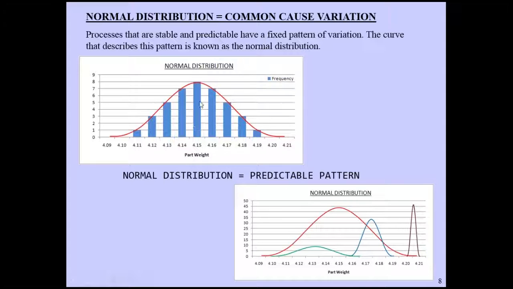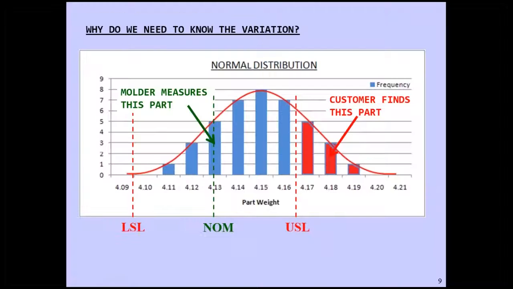That means you'll get an average part weight of 4.15 grams, but there will be some parts that are lower than that and some parts that are higher. So you always have this variation, and it can be of any shape or size, but they all typically maintain the same bell curve, as it's called.